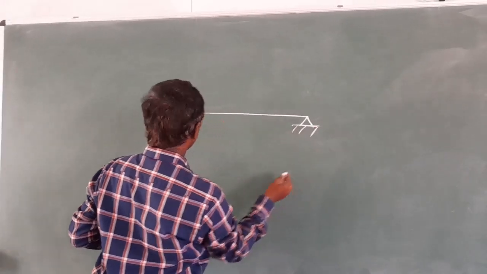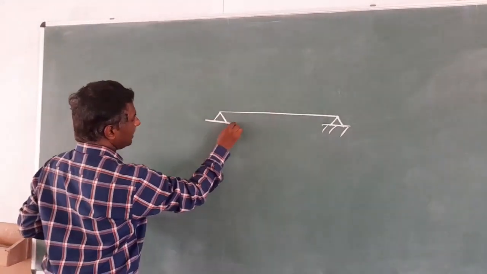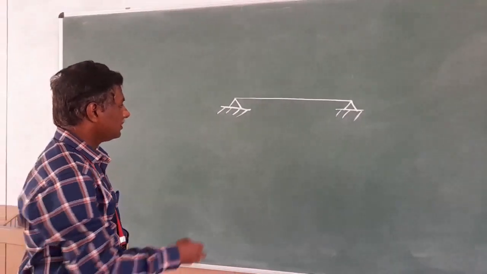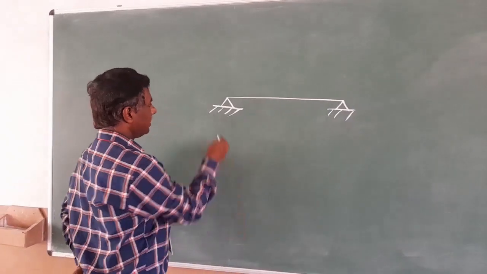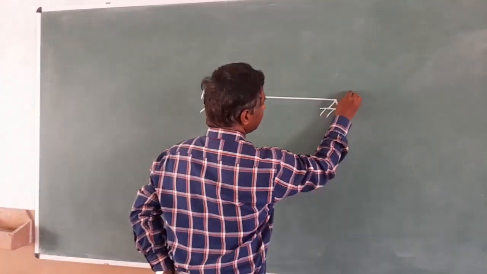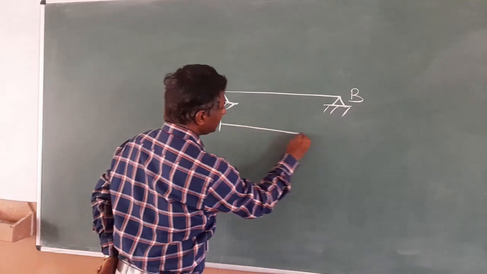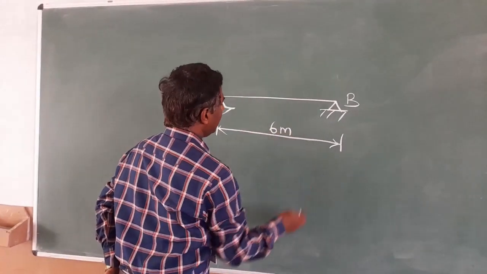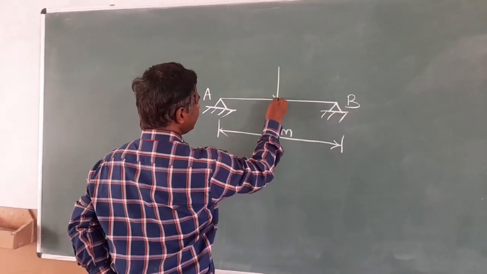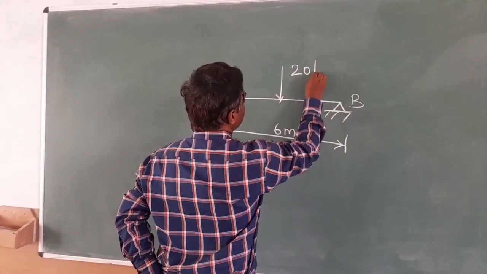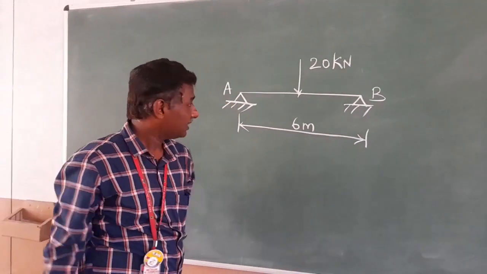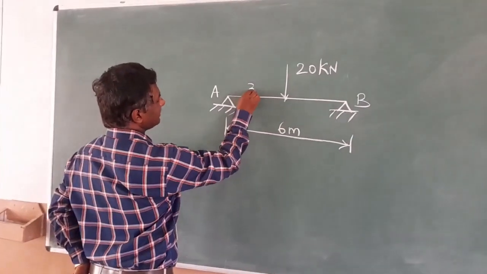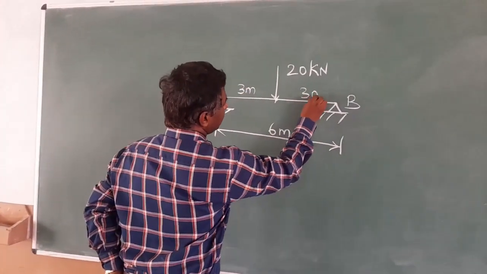If you have a simply supported beam having two different supports at the two extremes, let's have A and B, and the span of the simply supported beam is 6 meters. A point load is acting exactly at the center point with a magnitude of 20 kilonewton. Let's take this as 3 meters and this as 3 meters.